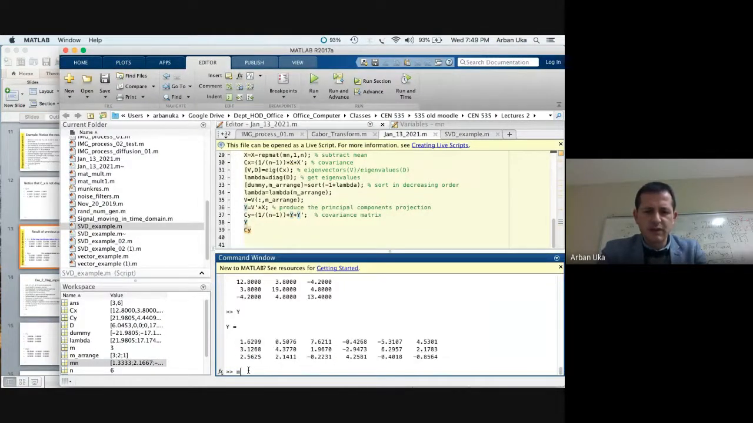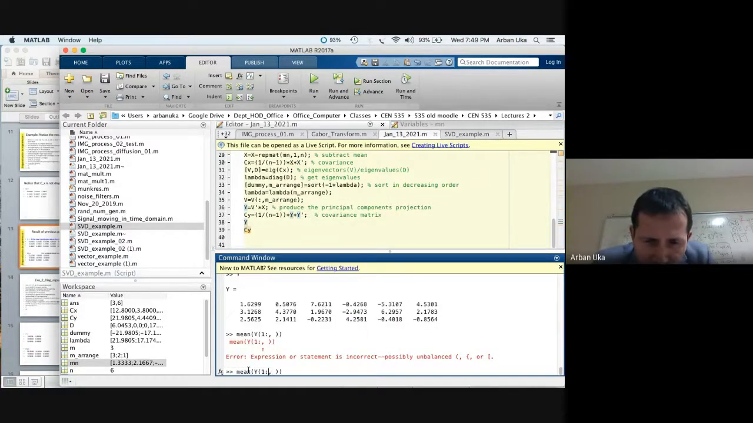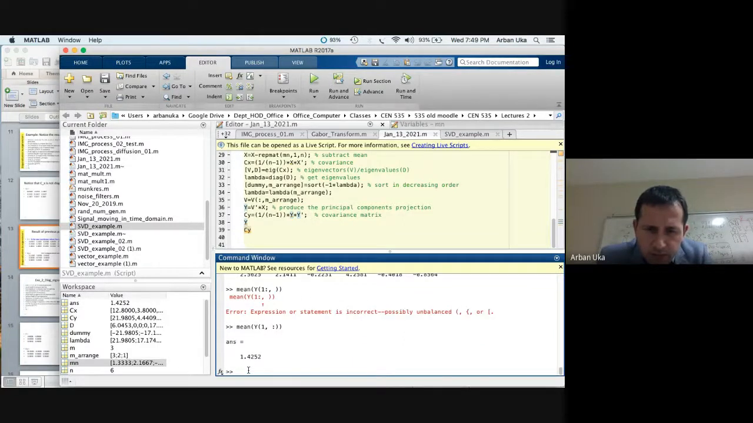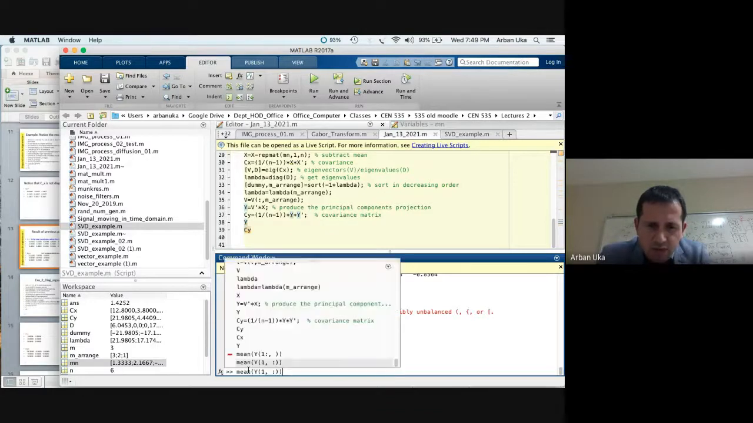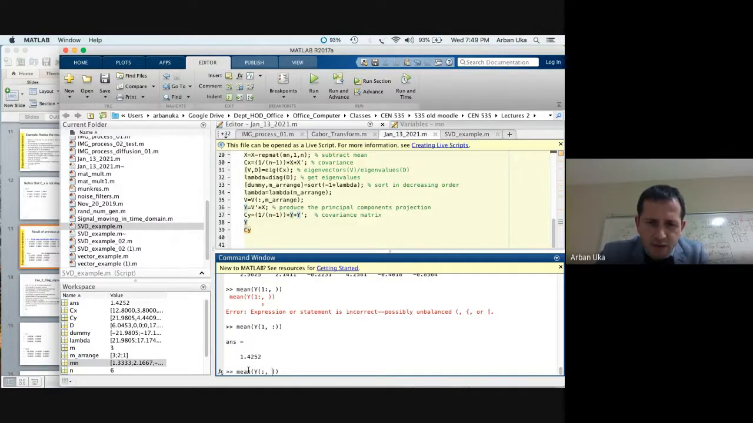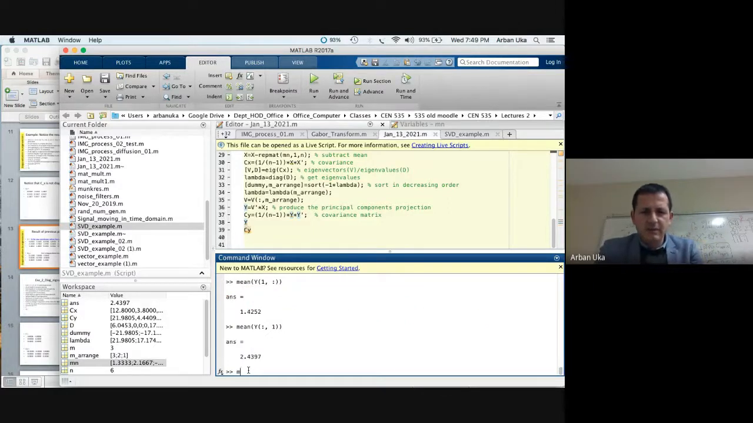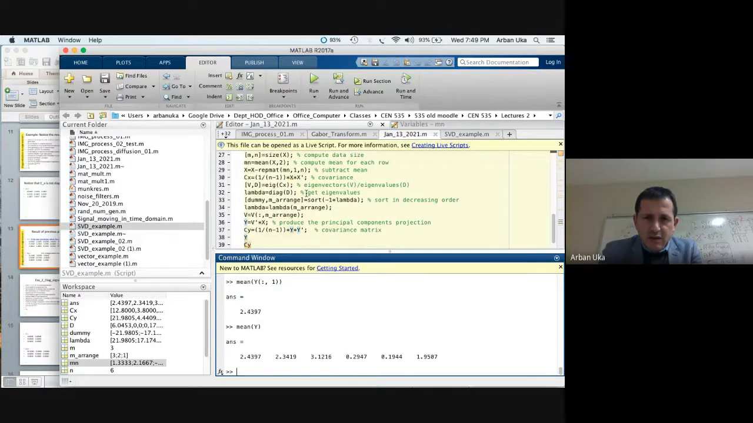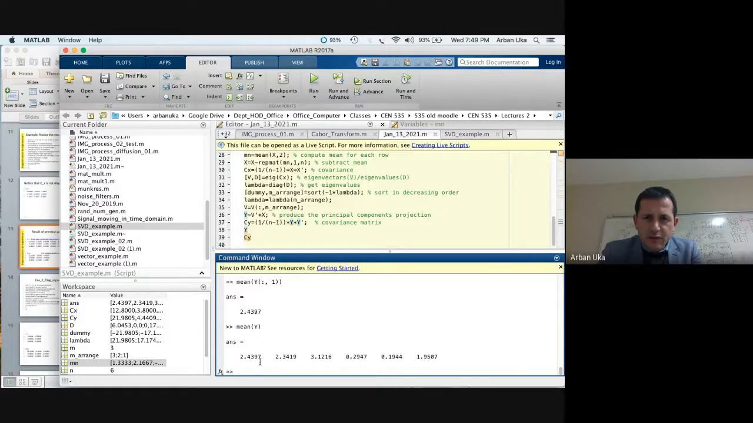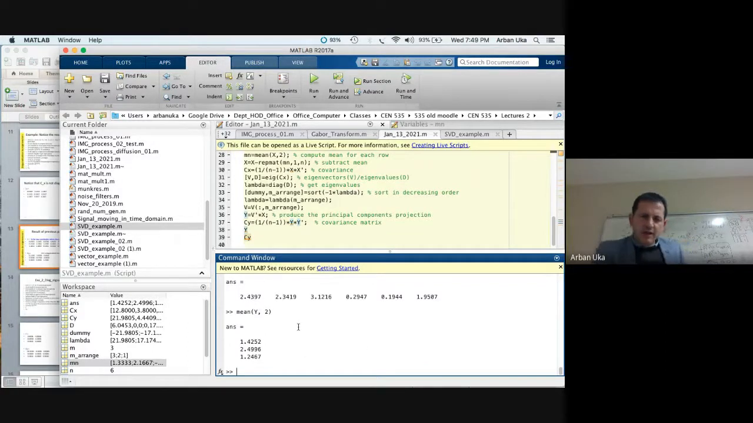So if this is Y, we can find the mean of Y for the first row. I don't know how we can do this. This is the first column or the first row? I don't remember. No, this is the column. How did we find the mean here? We found the mean of the second. Okay, mean Y2. If you compare this with the mean of X, they should not be equal, of course, because it's a new domain.